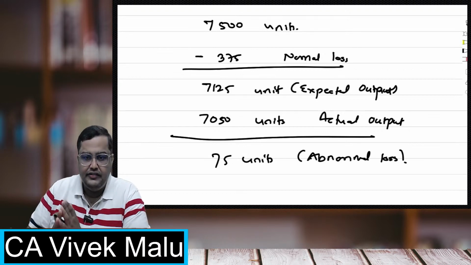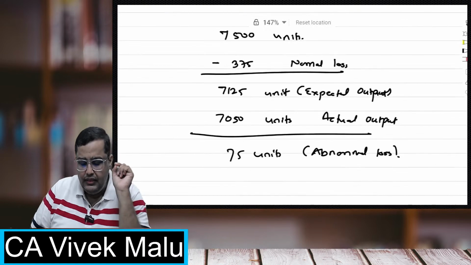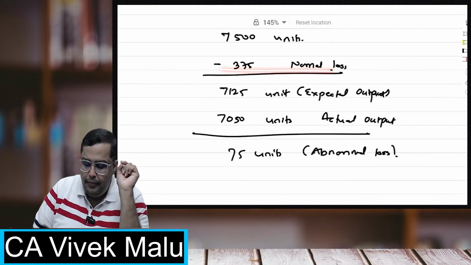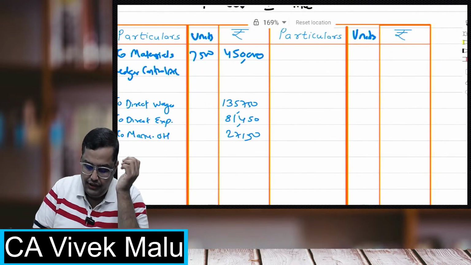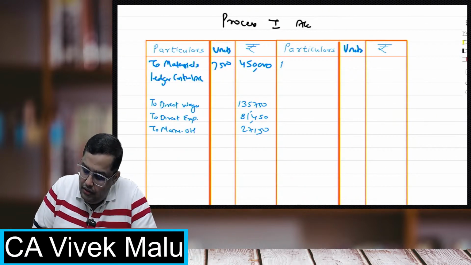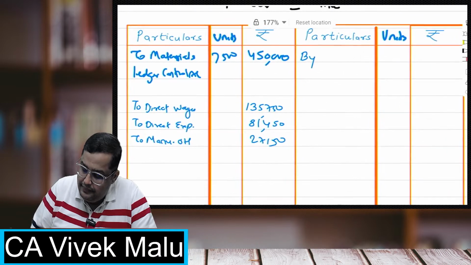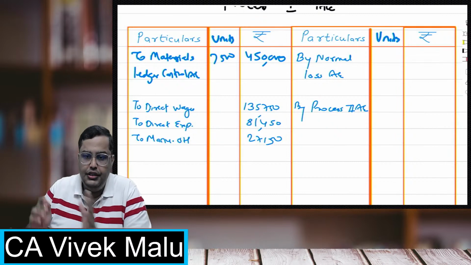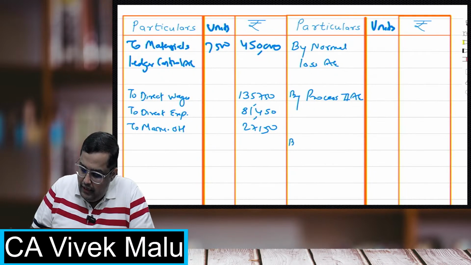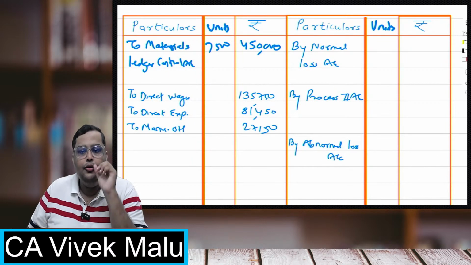Now students, after this is done, what you have to do is understand this. There is a normal loss, there is an abnormal loss, and there are some units which are transferred. What I'll do is, see this now, by normal loss, by process 2 account, basically these are the units which are transferred to the next process, and by abnormal loss account. By abnormal loss account. Understand?